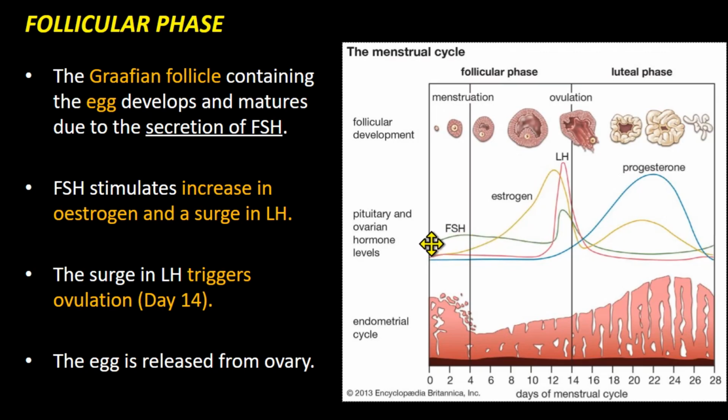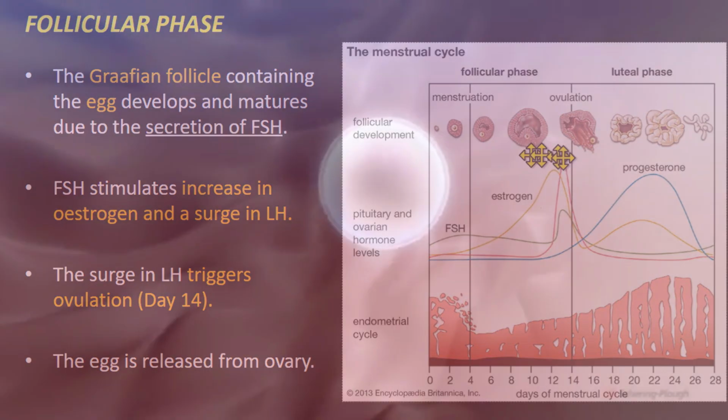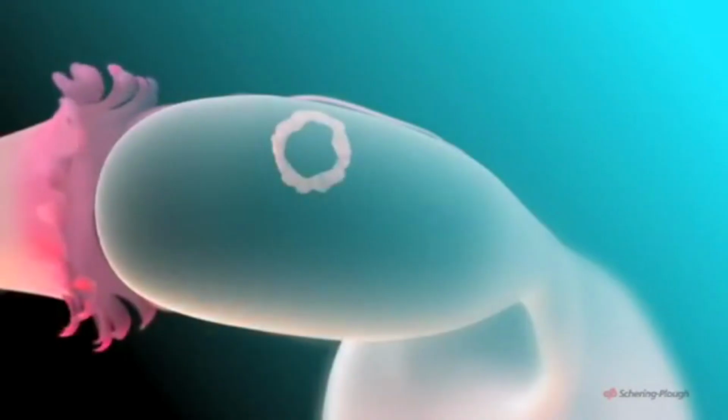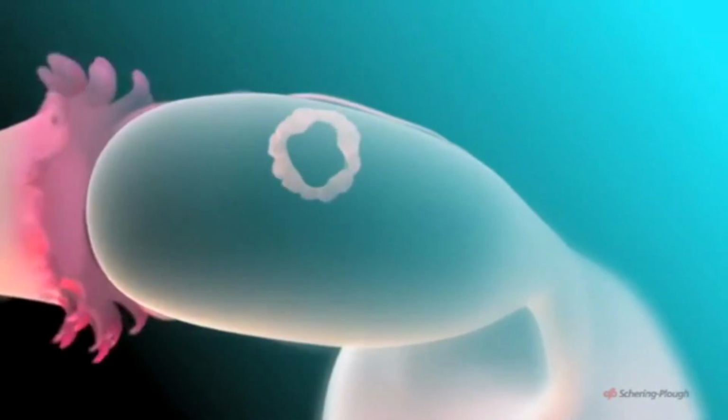We could see as there's an increase in FSH, there's also an increase in estrogen, and eventually there's going to be a surge. We're looking at the pink line, there's going to be a surge in LH. Now this surge in LH is going to trigger ovulation. It's going to trigger the rupturing of the follicle and the release of the egg cell, and this occurs in the middle of the cycle on day 14.